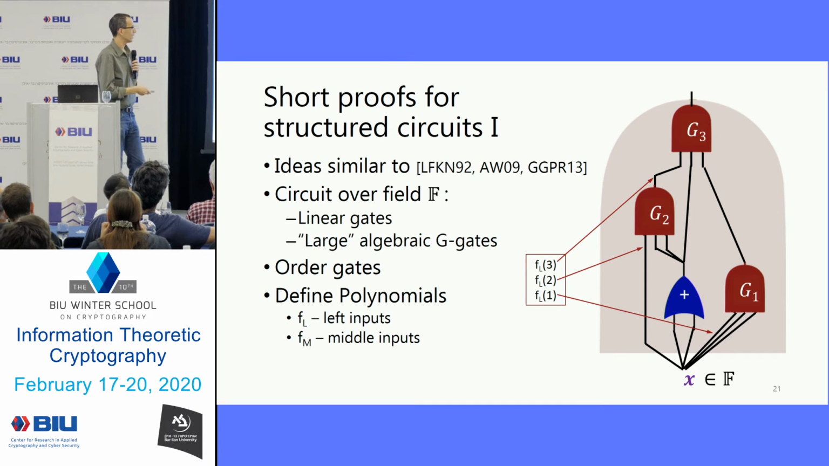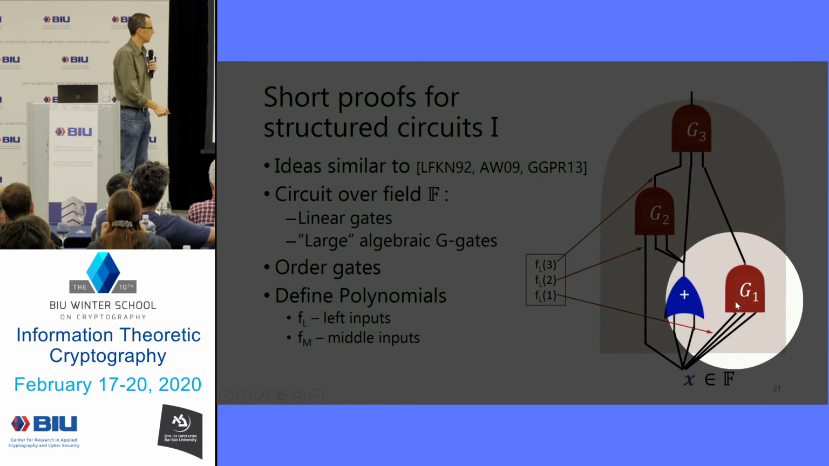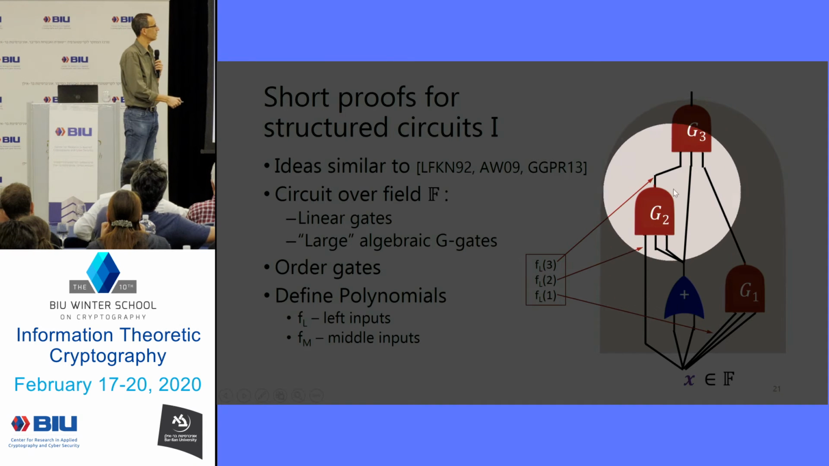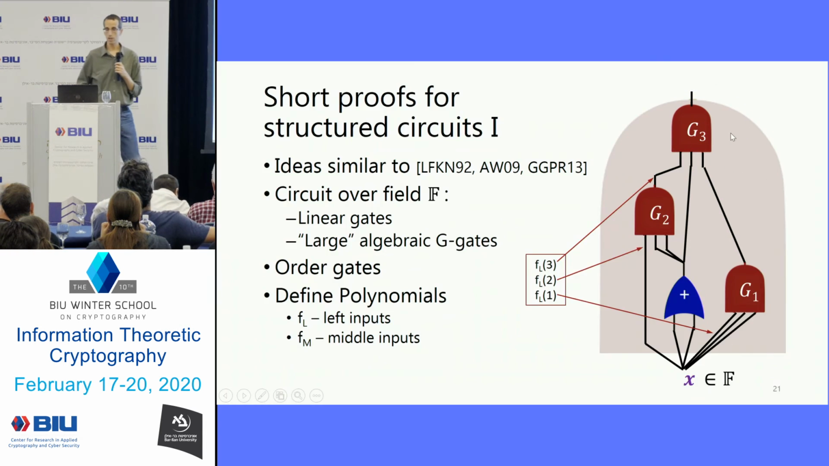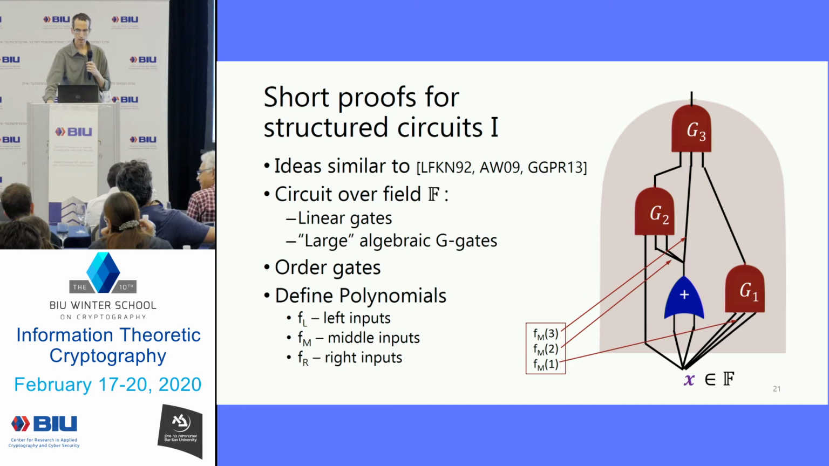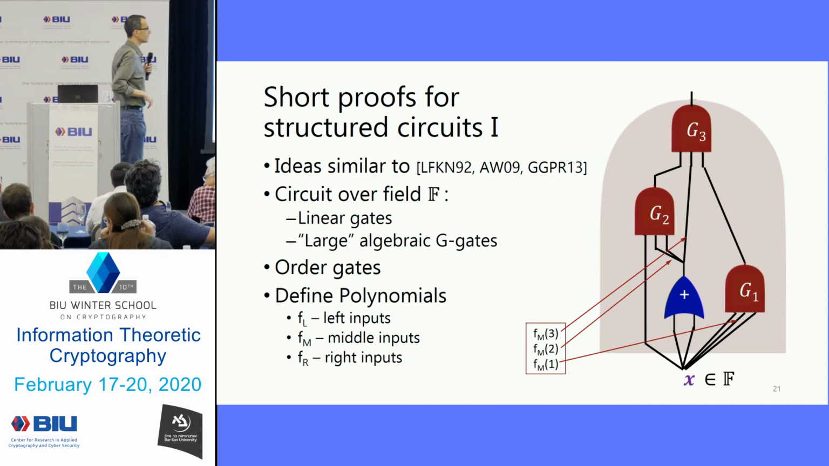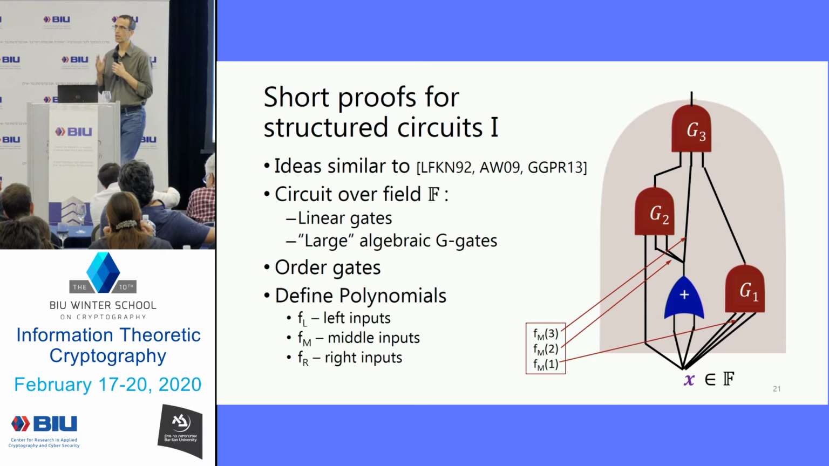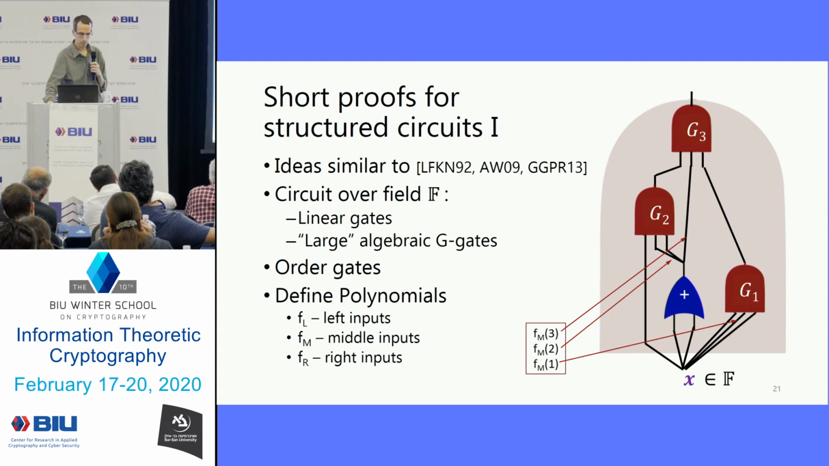So Fn at point 1 is going to be this wire, the middle polynomial entering into G1. And at point 2, this value on this wire, and at point 3, the value on this wire. And we can continue and define all these polynomials. So since each of the G gates in this example has 3 wires, we have 3 inputs. We have 3 polynomials: FL, Fn, and F right.